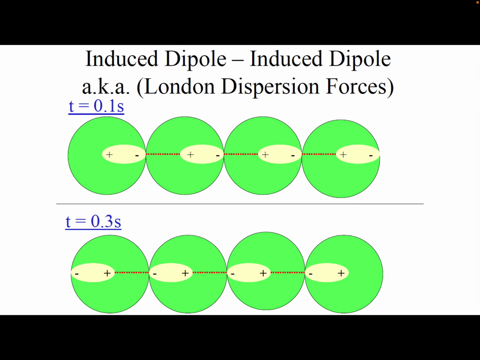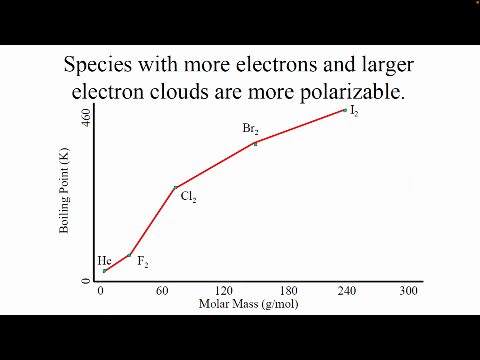So London dispersion forces. Atoms, molecules, or ions that are close together will have London dispersion forces. So everybody, remember, everybody has London dispersion forces. Species that have more electrons and larger electron count, we're going to use a new term. We're going to say they're more polarizable, okay? More polarizable means it's going to take some more energy to move them into a gas phase. They'll have a higher boiling point because they are more polarizable.